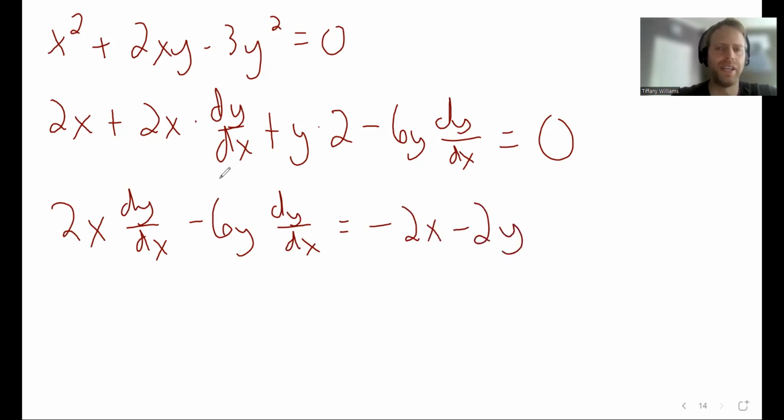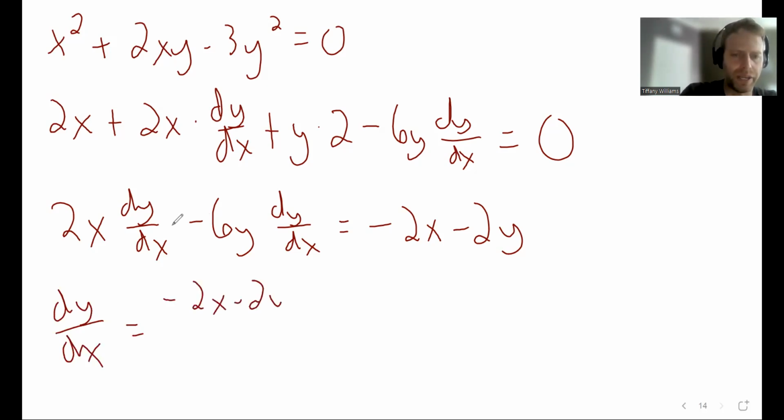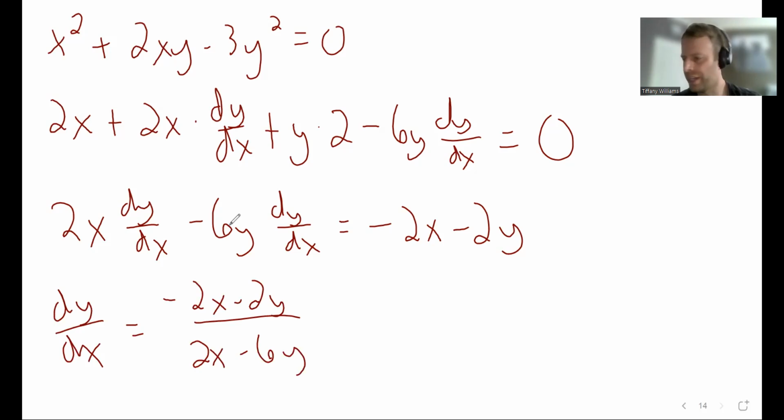Okay. And then again, I'm going to cut right to the answer in terms of how to express the derivative. We factor a dy/dx out of all these terms and then divide by what's left over. And that's going to leave us dy/dx equals negative 2x minus 2y over, and then on the bottom we would have 2x minus 6y. Okay, so that's our derivative for any point, any value of x, y.